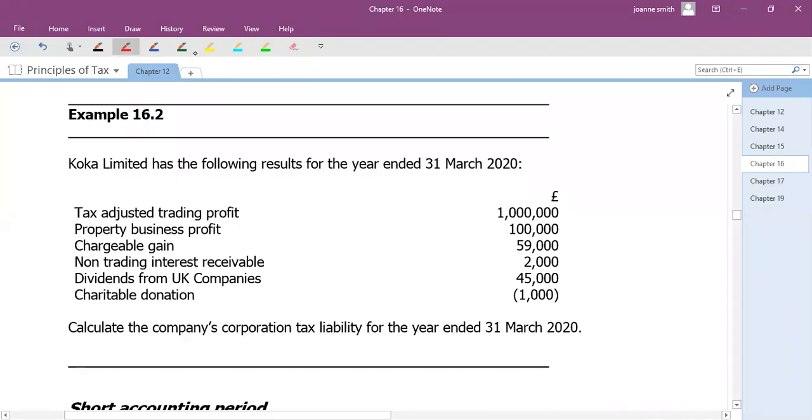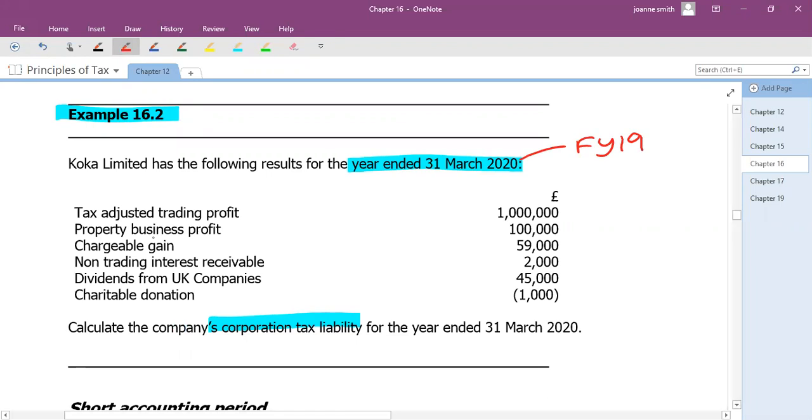So let's look at a very simple example, obviously much easier than you might have to do in your exam, in terms of calculating a company's tax liability. Now, it's for the year ended March 20. I know we've really said we're not bothered about financial years, but just to point out, that would be financial year 19 because it runs from April 19 to March 20.